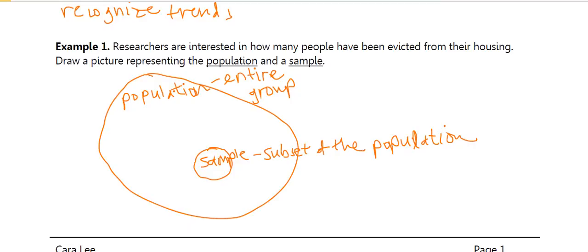So we're interested in how many people have been evicted from their housing. What would the population be for that? Who could be evicted from their housing? Well, these would be renters. Homeowners could be foreclosed on, but not generally evicted. So we're talking about renters.